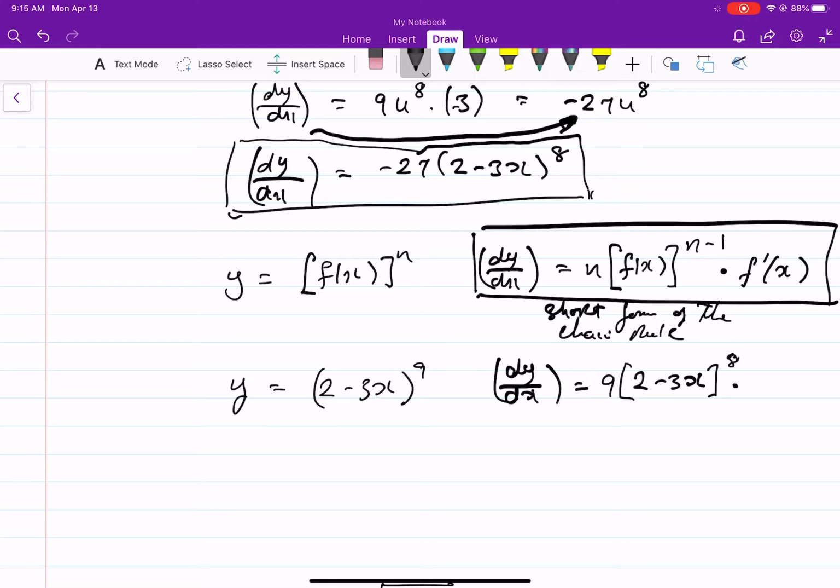Times the derivative of what's inside the brackets. Inside the brackets, I have a simple polynomial, 2 minus 3x. When I differentiate that, I just get negative 3.